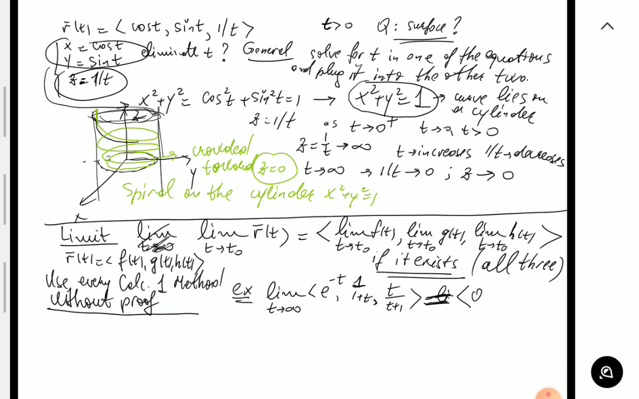E to the minus infinity goes to 0. This is like 1 over infinity, which is 0. T over t plus 1 is a rational fraction, same degree top and bottom. The limit is the ratio of the coefficients of the dominating terms, so that's t over t, which is 1. Okay, so let's move on with yet more examples on the next page.